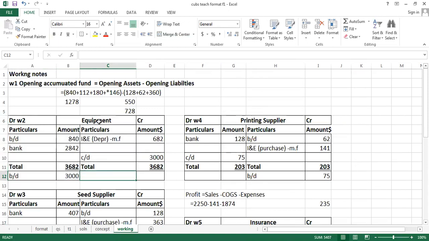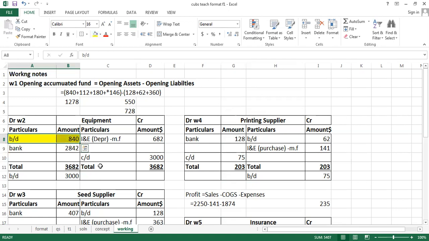You have it in ledger format, right? So I don't want to be wasting my time typing, so I'm just going to highlight to show the steps. I want you to do it simultaneously in your copy. You start off with the opening balance of the equipment. Remember, equipment is an asset, so an asset's opening balance will be on the debit side. So first you need to fill in this 840.